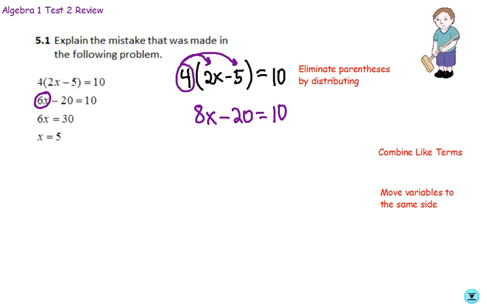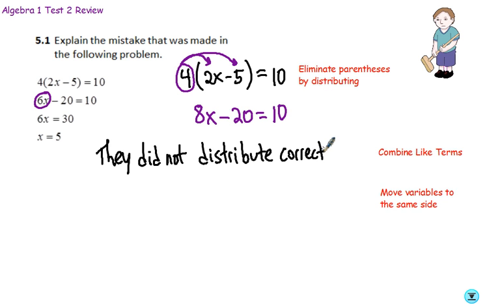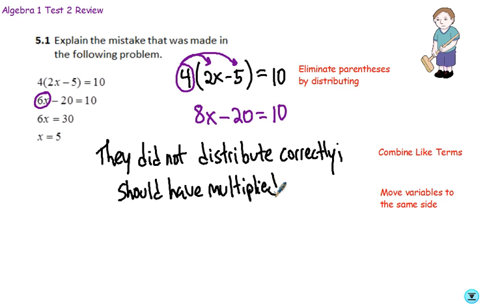So what we would say is that they did not distribute correctly. And what they should have done is that they should have multiplied 4 times 2x instead of adding.